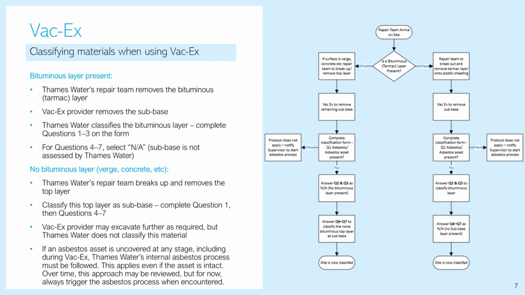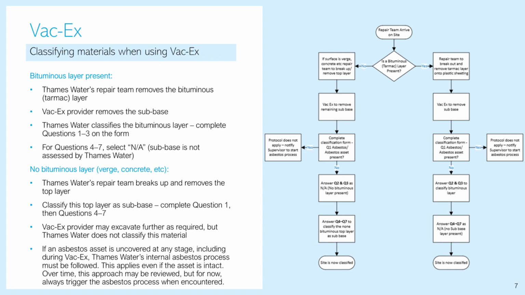If there is no bituminous layer, for example, if the surface is verge, concrete or slabs, our repair team breaks and removes that top layer. For protocol purposes, we treat this as subbase. In that case, answer question 1 for asbestos, then complete questions 4 to 7 to classify the subbase. Questions 2 and 3 will be NA. The Vac Ex provider may then excavate further, but we do not classify anything they remove.